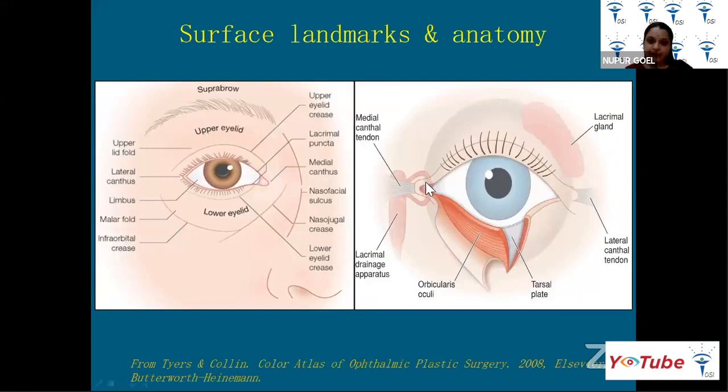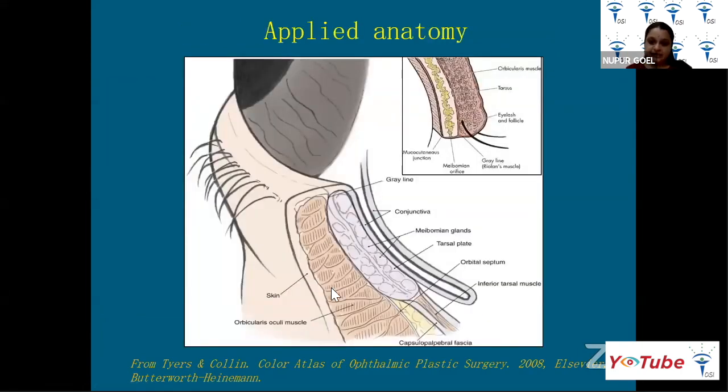Before we go on to the management of trauma, these are certain landmarks that you must be aware of, the normal anatomical landmarks. The upper eyelid crease, the lacrimal puncta, medial canthus, the nasofacial sulcus, the nasojugal crease, the lower eyelid crease, malar fold, limbus, intraorbital crease. And this is the orientation of the orbicularis muscle, the lacrimal gland, medial canthal tendon, lateral canthal tendon, tarsal plate. So again, this is the normal anatomy.